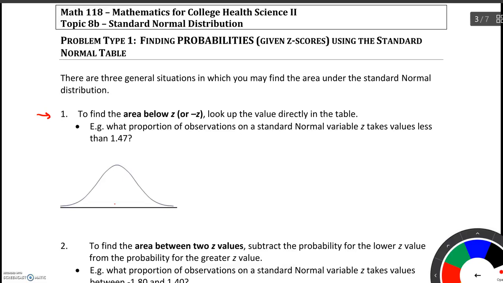It can help to think about what sort of an answer is reasonable, and to do this we can draw a quick sketch. We know that in our bell curve 0 is in the middle, 1.47 is going to be to the right of 0, and so what we're trying to figure out is the probability that Z is less than 1.47. Based on my graph, I should intuitively know an answer of more than 0.5 is reasonable.